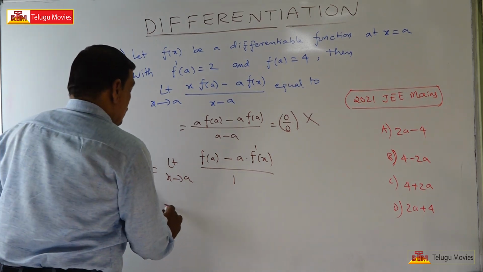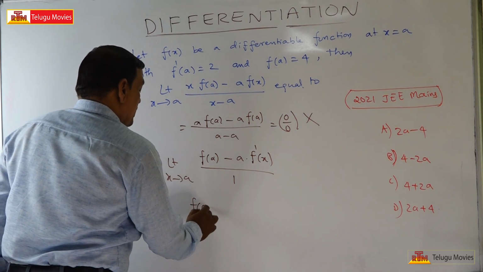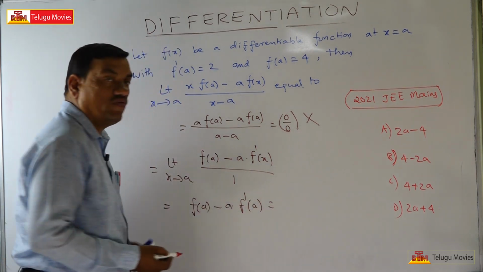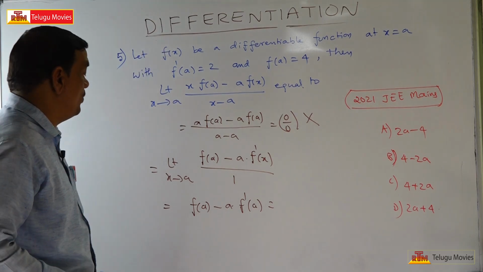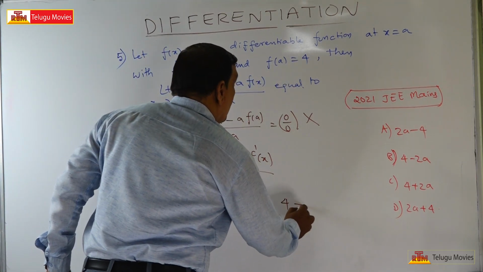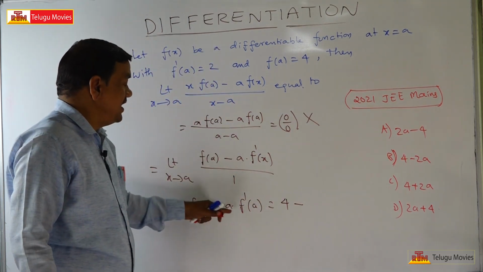Let us see what happens. So this is equal to this f of a only minus a into f dash of a. Now all values are readily available. F of a value is equal to how much? 4 minus a is a only.